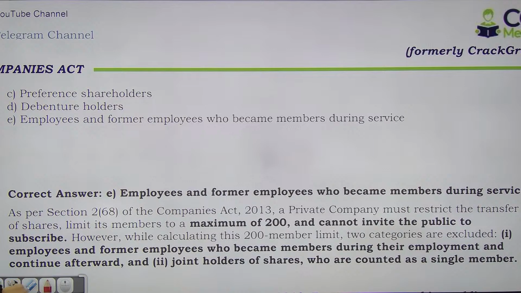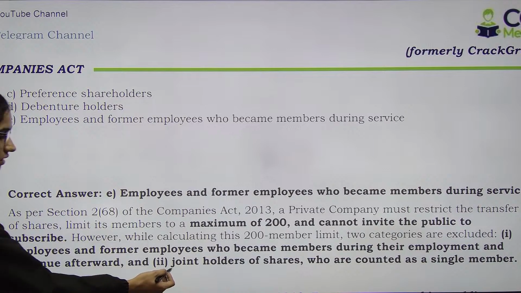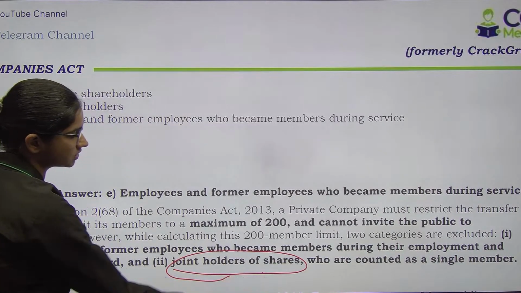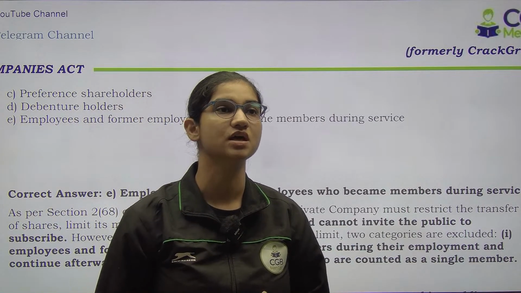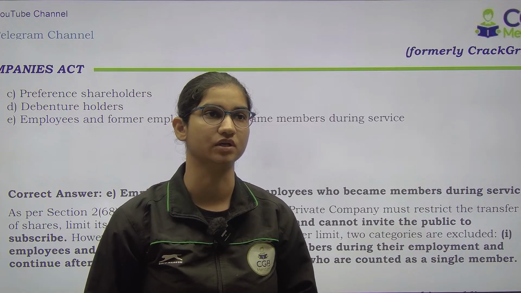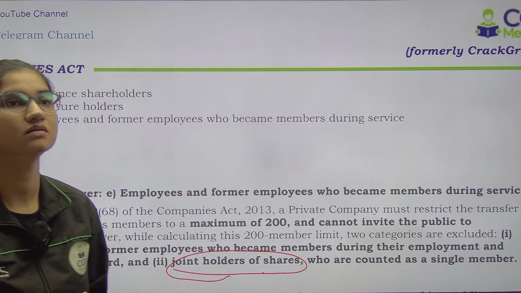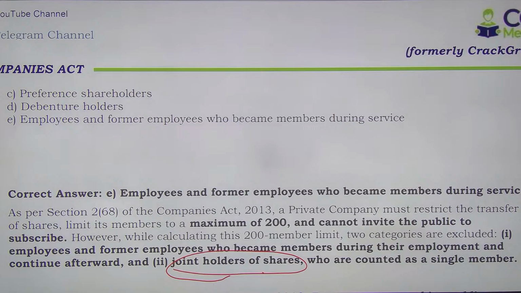Also another point here is that if there are any persons who are joint holders, then in the limit of 200, if there are people who are joint holders, they will be counted as one member only. So this point is also there in this section.